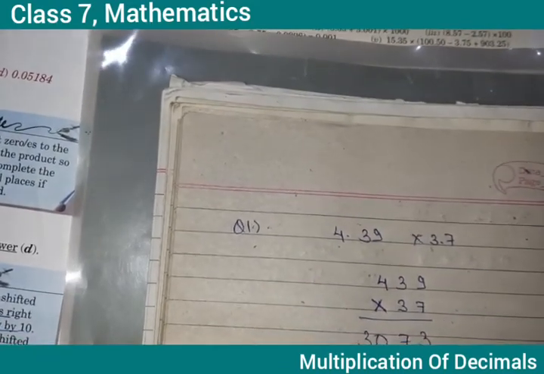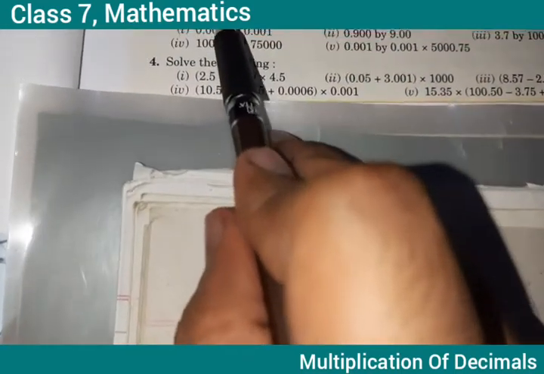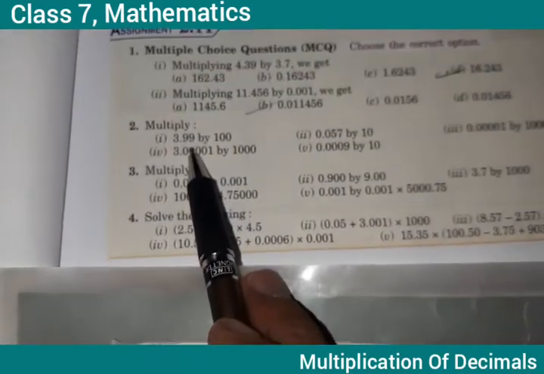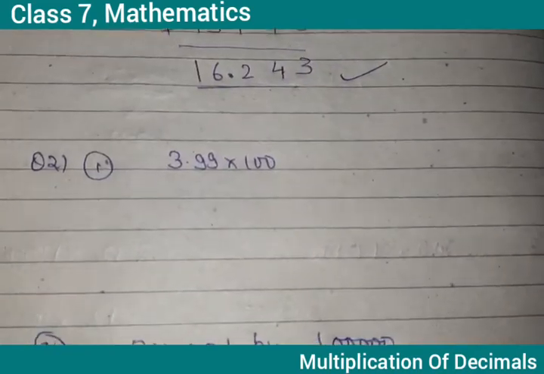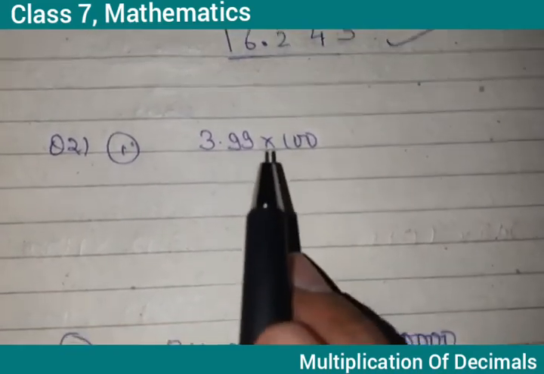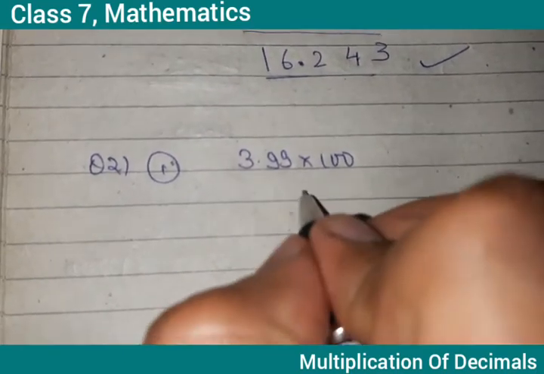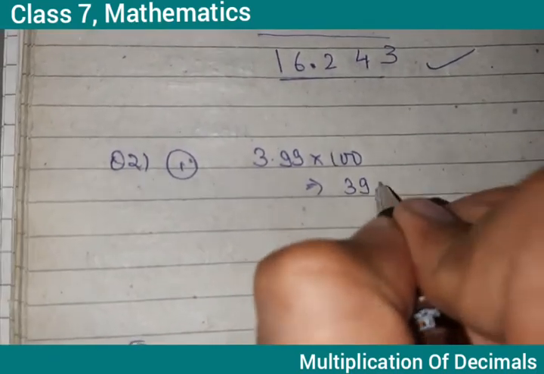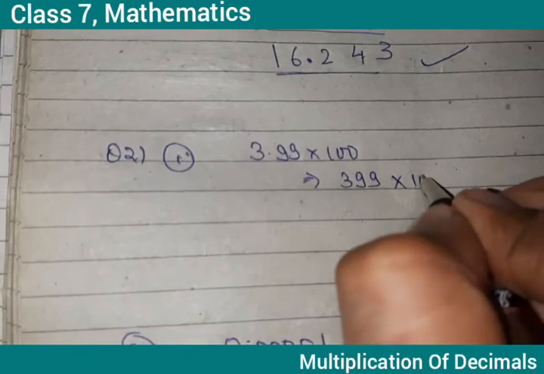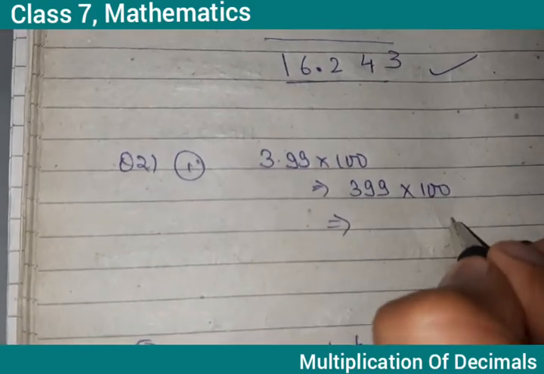Let's see question number 2. Multiply 3.99 by 100. 3.99 into 100. Once again forget that there is a decimal, simply multiply 399 into 100. You can write it like this: 399 into 100. It will be what?